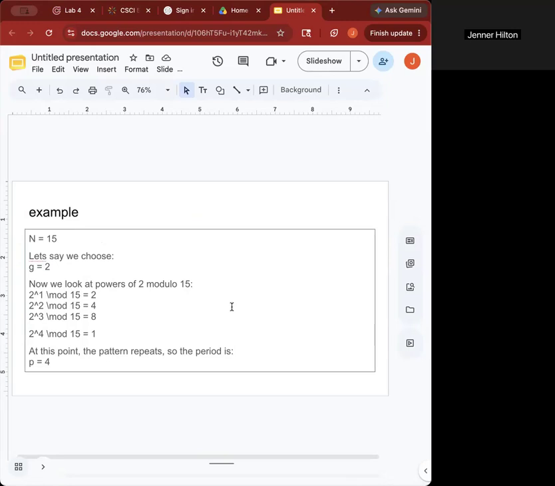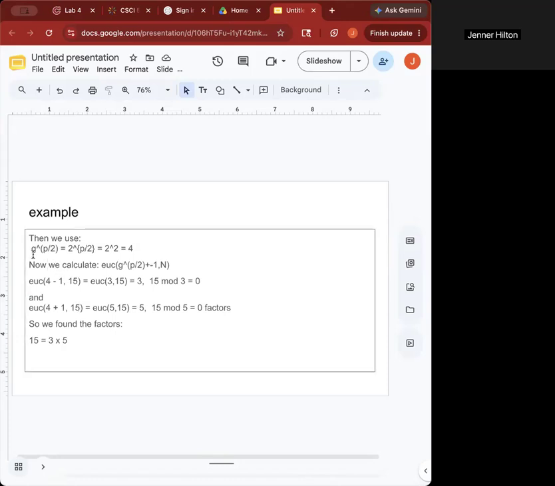And this is the end of the pattern because when x is 0, the remainder will always be 1. So we'll know we're at the end of the pattern when we find 1. So at this point, we know that the period is 4. Next, we calculate our guess to the exponent of the period divided by 2, which in this case will give us 4. And then we use our Euclidean algorithm, which will then be 4 minus 1, modulus 15.